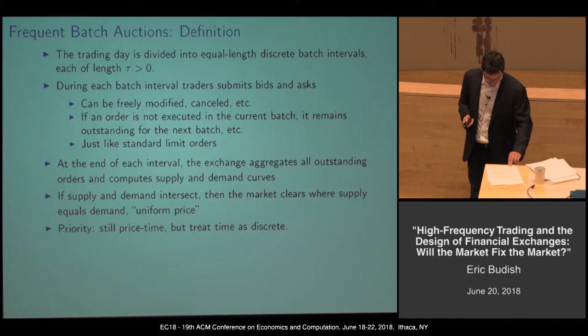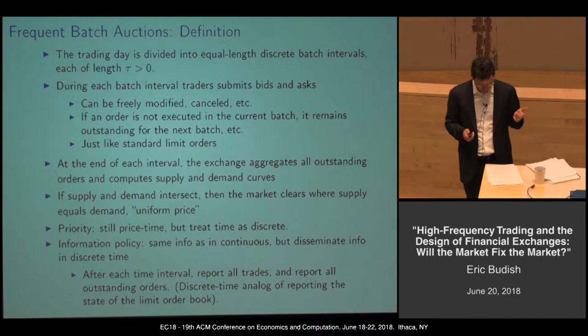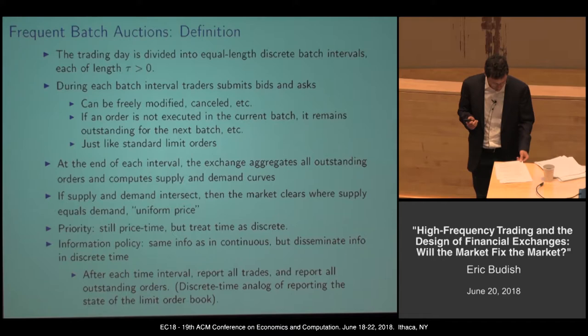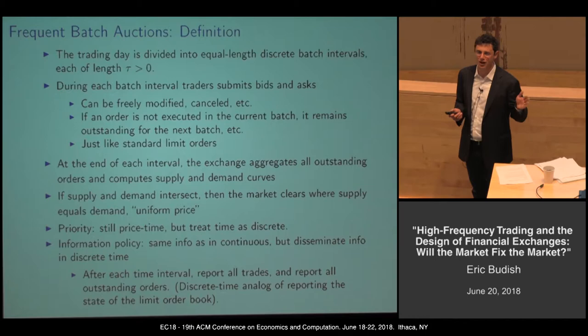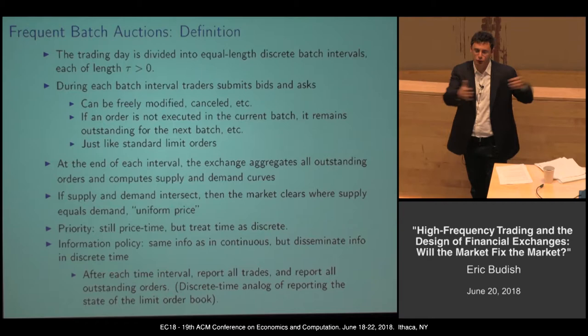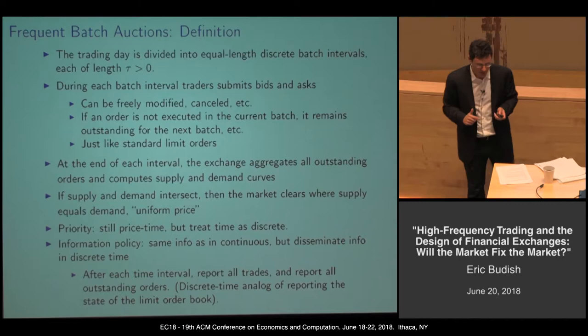The information policy is the same information is disseminated as in the continuous market. It's just disseminated in discrete time. Again, think of it as putting time into discrete units. So trades, outstanding orders, cancels, and so forth, all of that information is disseminated in discrete time. This is an important detail to underscore. You wouldn't want to disseminate information about what's going on in the batch interval during the batch interval. Disseminate information in discrete time at the end of each batch auction.